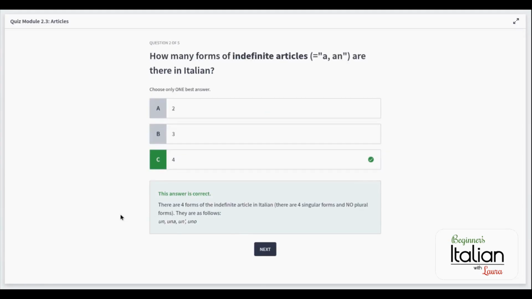Okay, the correct answer is C, 4. There are 4 forms of the indefinite article in Italian. There are 4 singular forms and no plural forms. They are as follows: un, una, un', and uno.